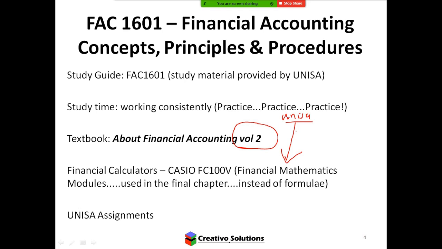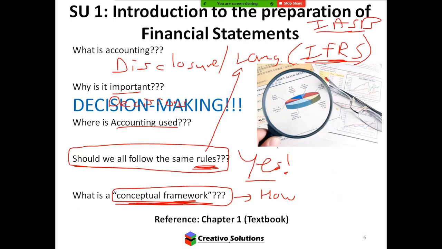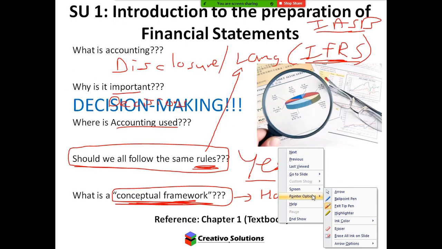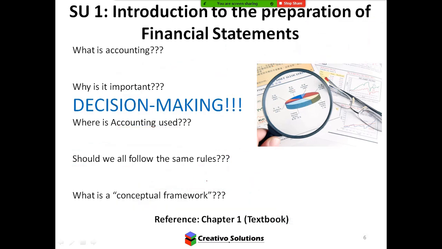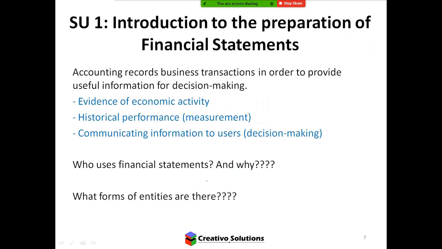UNISA used to prescribe volume 1, and then volume 2 is obviously for this module. But volume 1 was actually very good. They covered all of the theory regarding accounting and some of the backgrounds. All right, but it's not a problem. As I said, I just want to gauge your understanding of this course material so that we can look at concepts later on. All right, let's look at the first bit. This I'm going to go through quite quickly because it's background regarding scope covered in Study Unit 1.